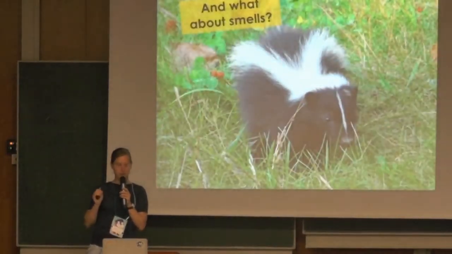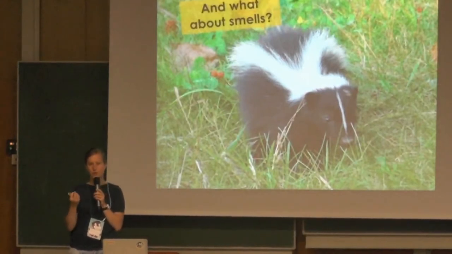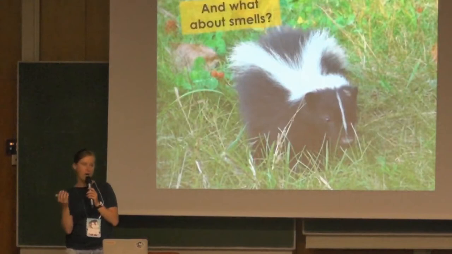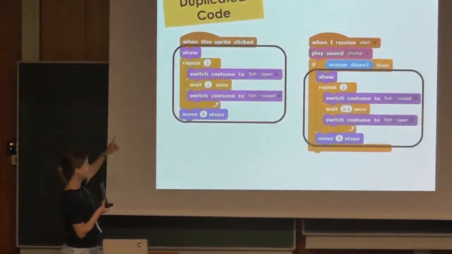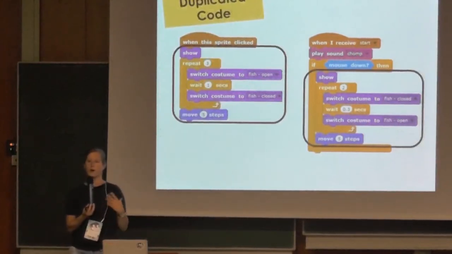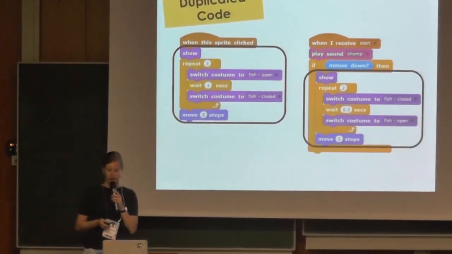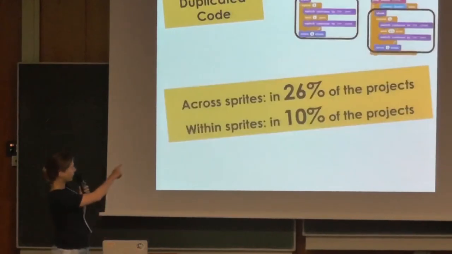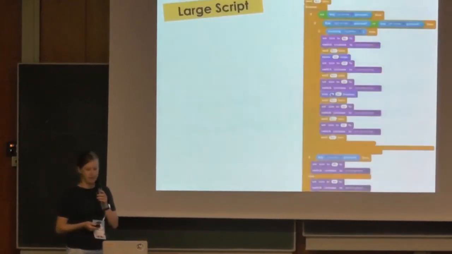And the final thing we explored is the idea of code smells. These are behaviors in source code that aren't necessarily a bug, but they're just not well structured. For example, duplication. Here you see an example of the same block of code repeated twice, where you could have created a procedure, or you could have grouped things together using a signal, for example. And this was quite common. We found that 26% of the projects has duplication between sprites, and within sprites, 10%.